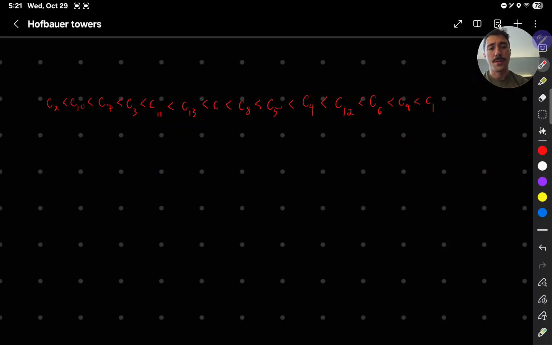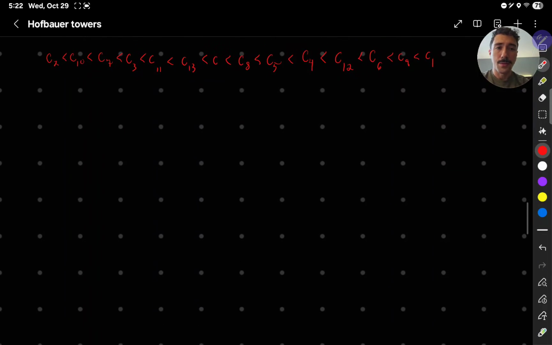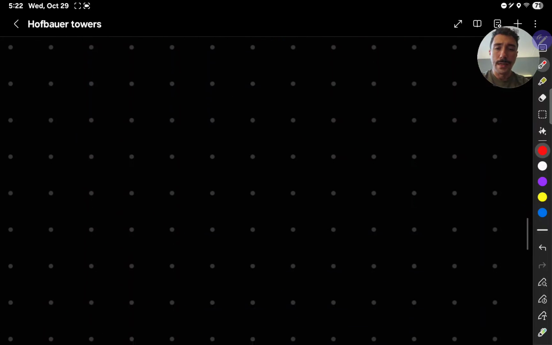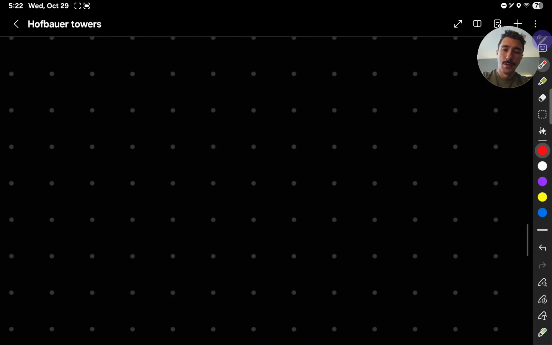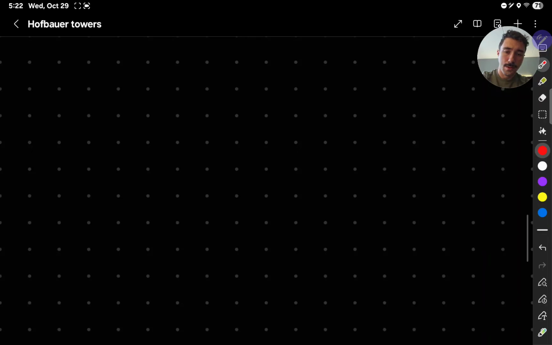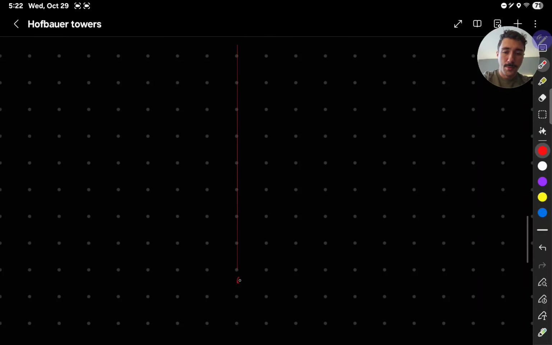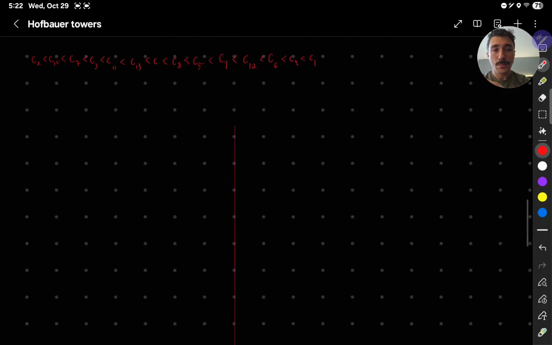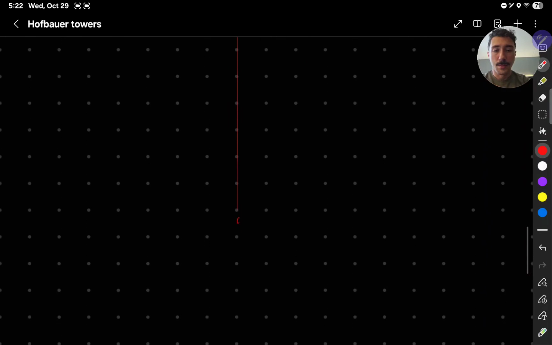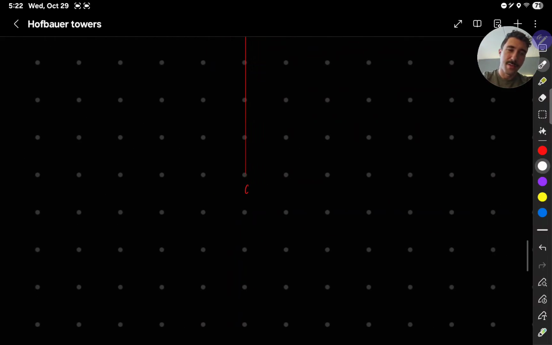But as far as the construction goes, to get a Hofbauer tower, I'm going to need the relative orderings of the points, and that's important. So the first thing I'm going to do is write down a vertical line. I don't know how tall it's going to be, but we can adjust it later if we need to. And under that, I'm going to write C. And I'm going to draw my interval. We'll say it's 0 to 1.